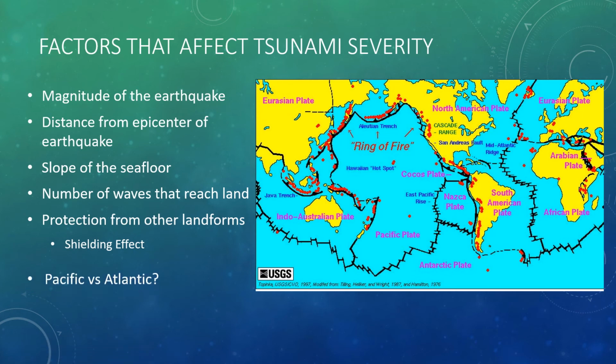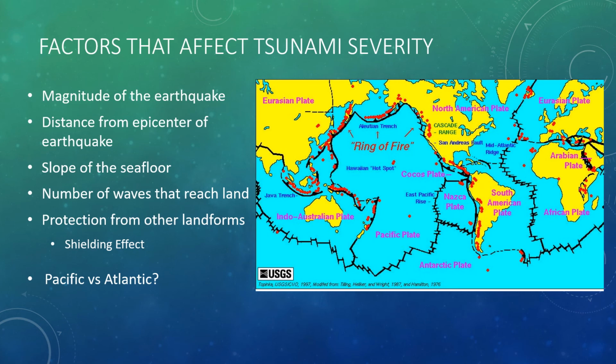How many waves reach land will affect the amount of disaster that is on the land, as will protection from other landforms, known as the shielding effect. You can see on the map here, Australia is very well shielded by New Zealand and Indonesia and other islands in Western Asia that keep them sort of safe from volcanoes and earthquakes from those plate boundaries. They hit those landforms first, as opposed to hitting Australia.